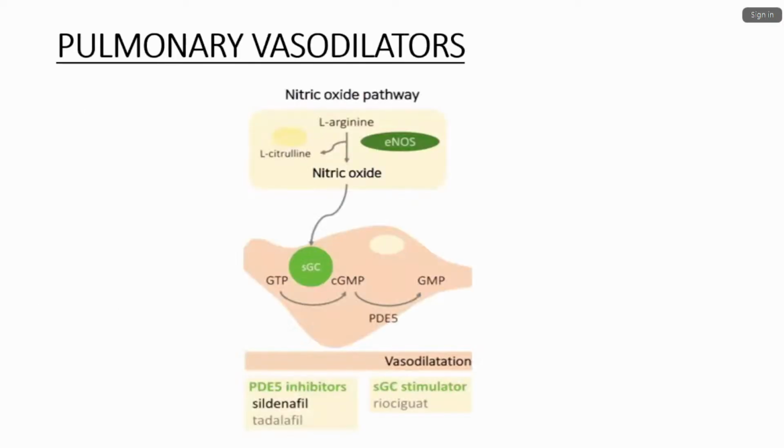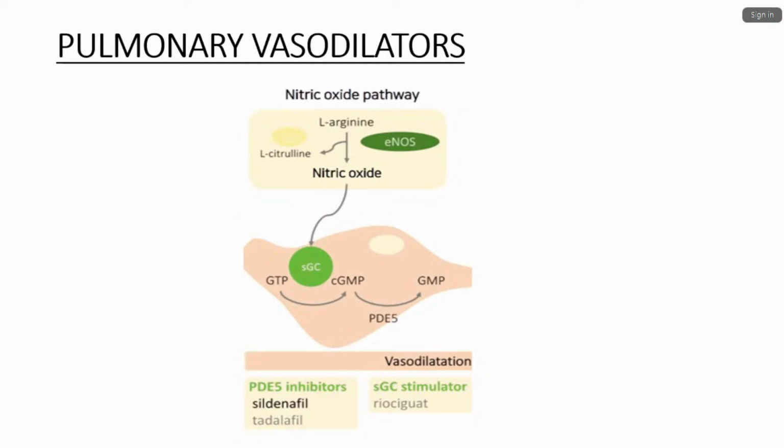So we'll discuss the different pulmonary vasodilators. There are three pathways. The first pathway is the nitric oxide pathway. In this, mainly L-arginine will convert into nitric oxide that will stimulate sGC, that is soluble guanylate cyclase, that will convert the GTP into cGMP. And cGMP is mainly responsible for vasodilation.